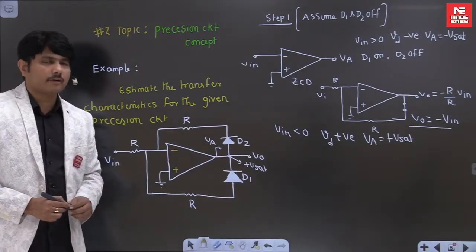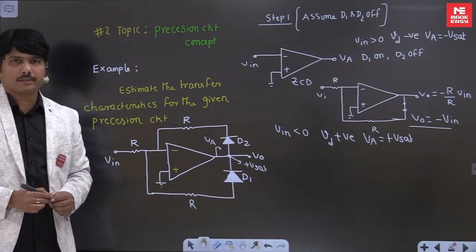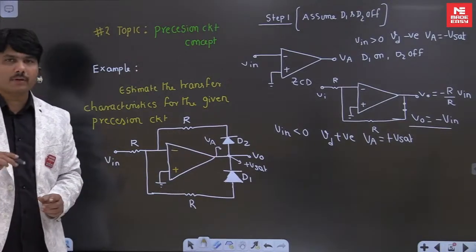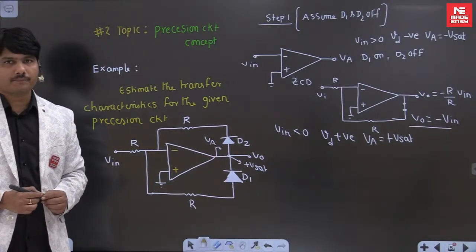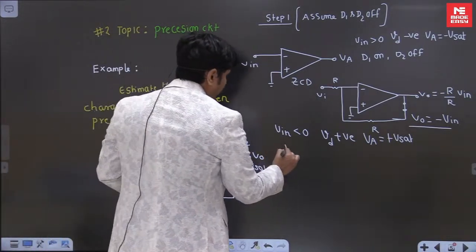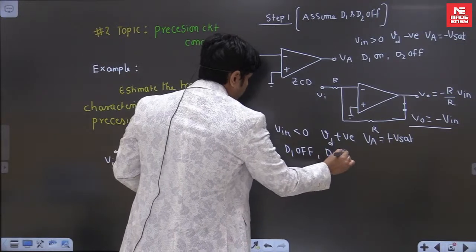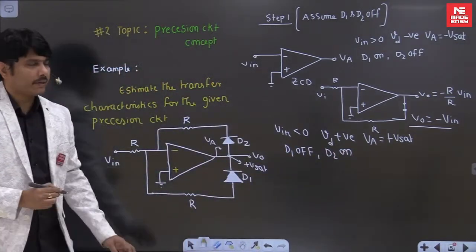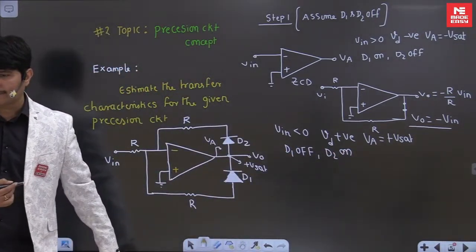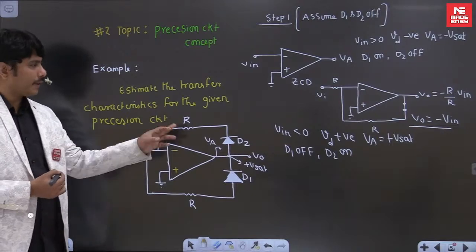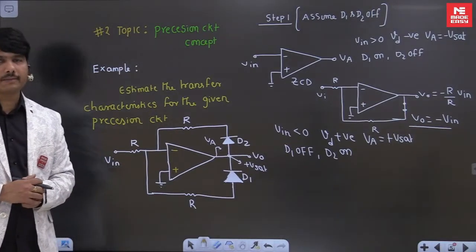D2 anode is connected to plus, so D2 is getting on in this case. D1 is getting off because its cathode is connected to positive, so it can be off. So we can say that D1 gets off, D2 gets on in this case. So D1 is off and D2 is on. Okay.